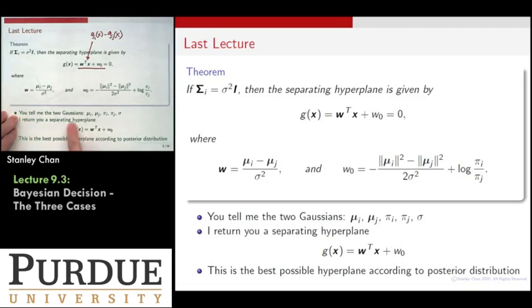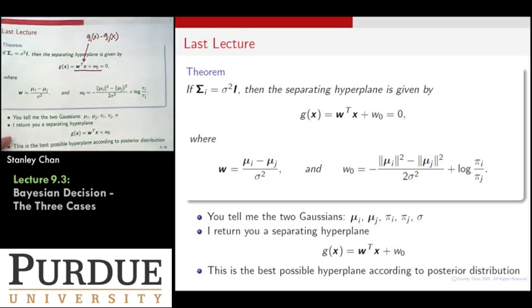So at the bottom of this slide, I mentioned a couple of things. If you tell me that there are two Gaussians, and then you also tell me the model parameters, then I will return you the separating hyperplane. This is how the Bayesian decision rule runs. Okay? This is the best possible hyperplane according to the posterior distribution.